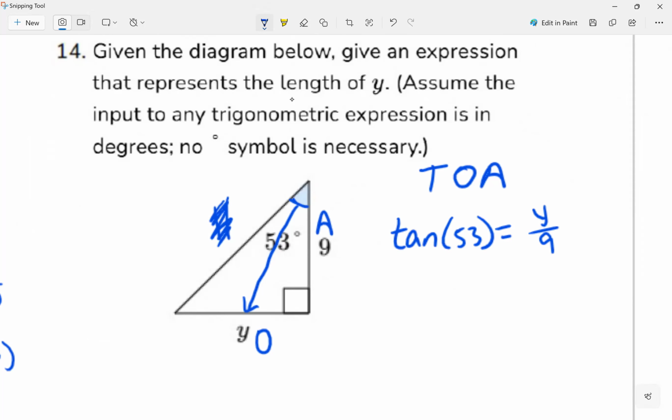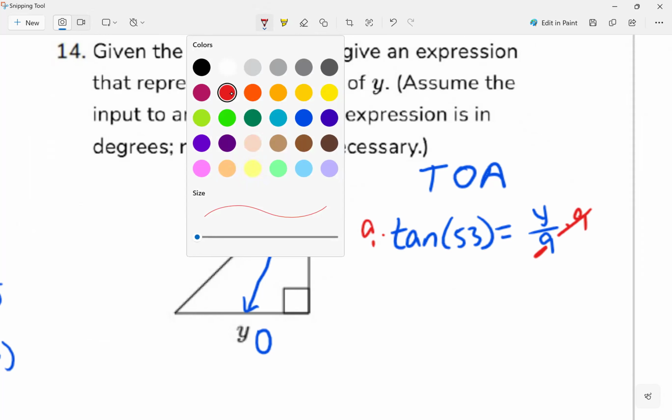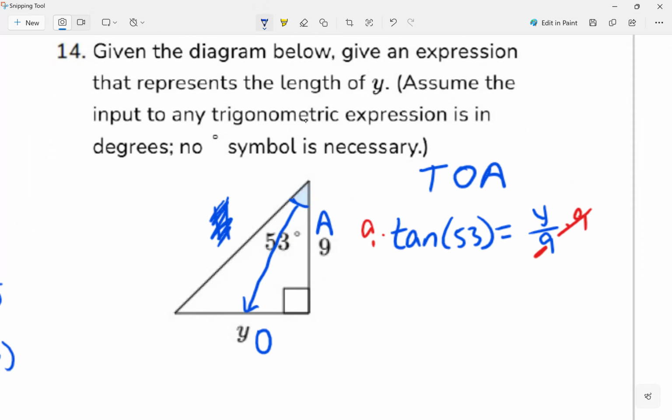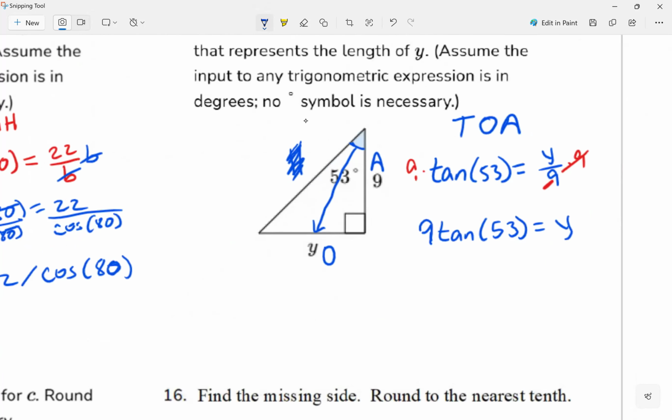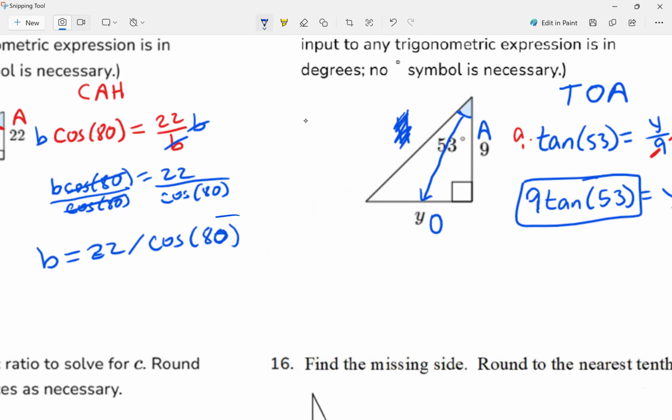Nice. Now the letter is on top, so that's actually a little bit easier. Let me just multiply both sides by 9, because that way these 9s cancel out. And I'm going to get 9 times tangent of 53 is equal to y. So this is what I'm expecting you guys to write: 9 times tangent of 53. On question number 13, this is what I'm expecting you guys to write: 22 over cosine of 80.